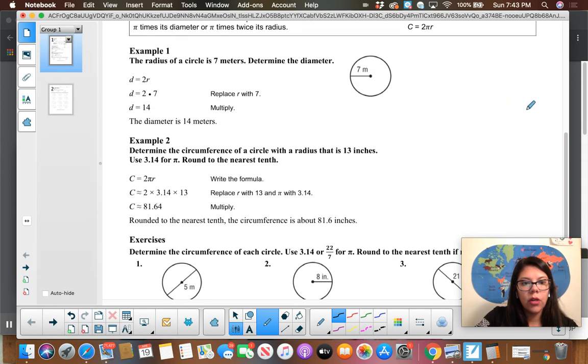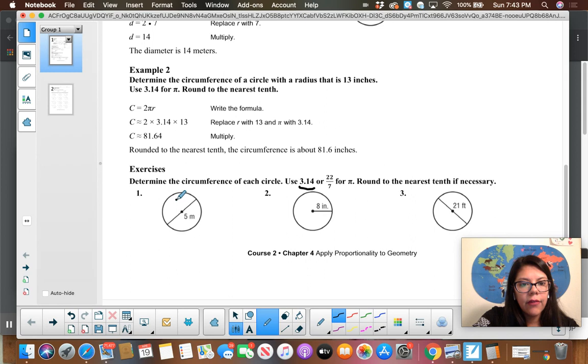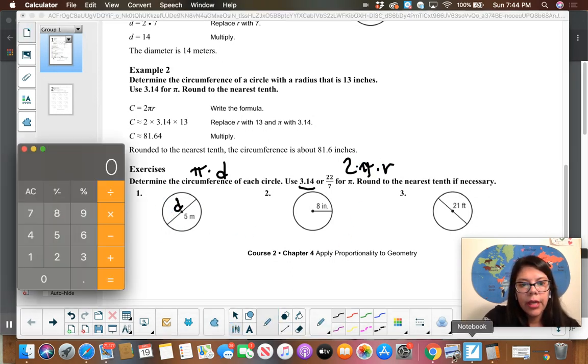All right, so let's get started. I am going to work on exercises 1 through 3, okay? It says to determine the circumference, we're gonna use 3.14. Okay, so here I have diameter. So remember that if we have diameter, we use pi times diameter, or if we have the radius, it's 2 times pi times the radius. Okay, in this case, we have diameter. So let me get my calculator. Remember that instead of pi, we're using 3.14.